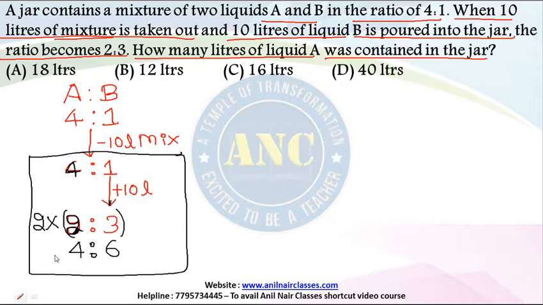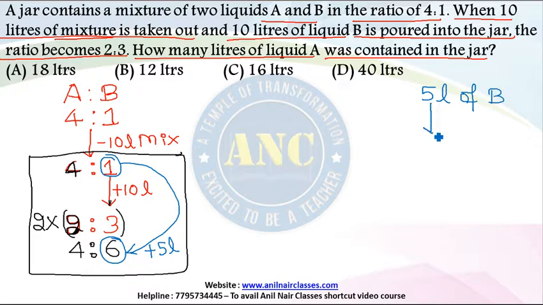Same logic if I implement right now. According to the ratio, B is having 1 liter of B initially and now it is 6 liters of B. 1 liter of B became 6 liters of B. That means I added 5 liters of B. According to the question, I am adding 10 liters of B inside the vessel. I hope you are able to understand. 5 is becoming 10. Multiply by 2. That means all these values should be multiplied by 2. 4 into 2 is 8. 1 into 2 is 2.